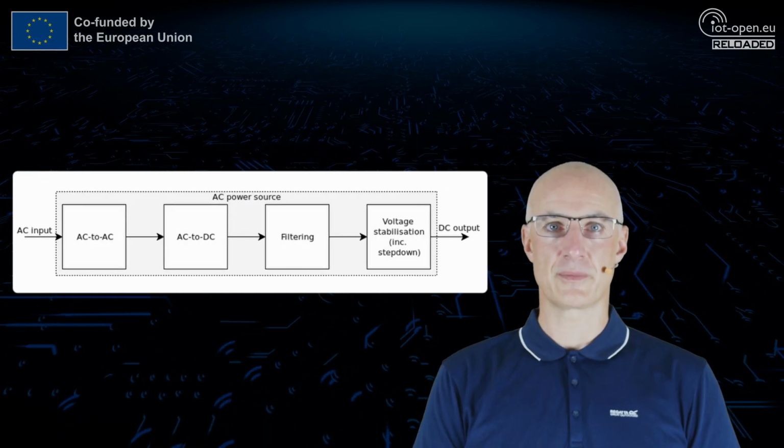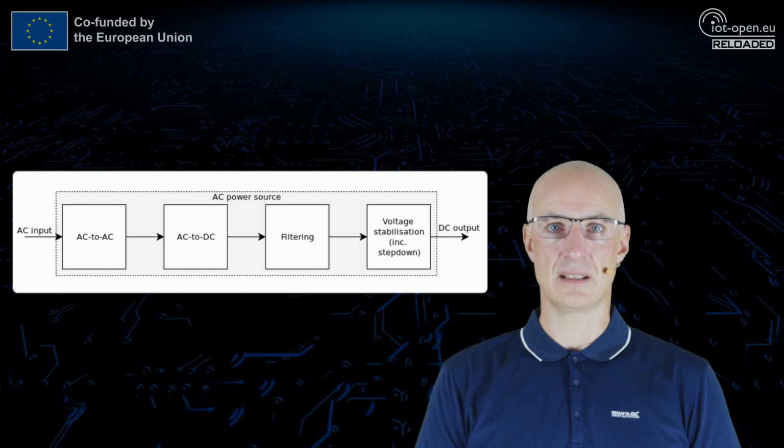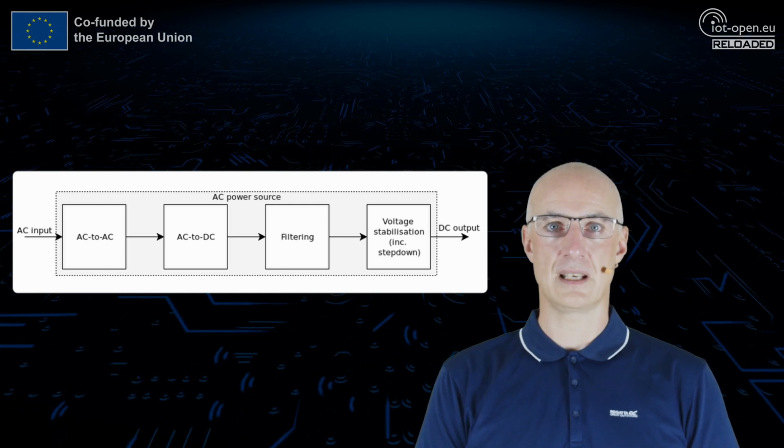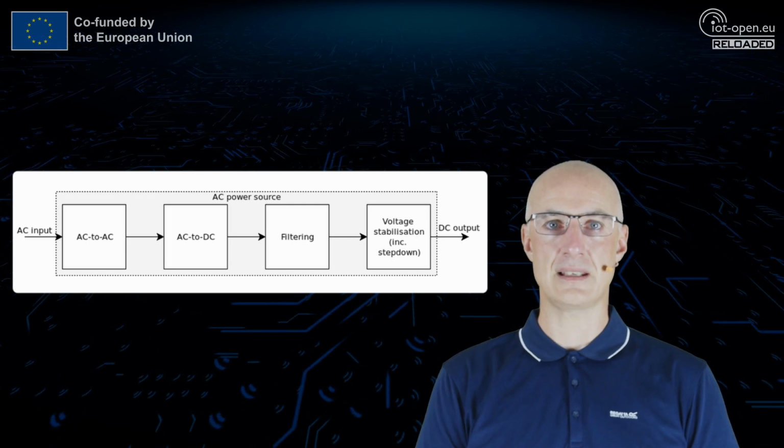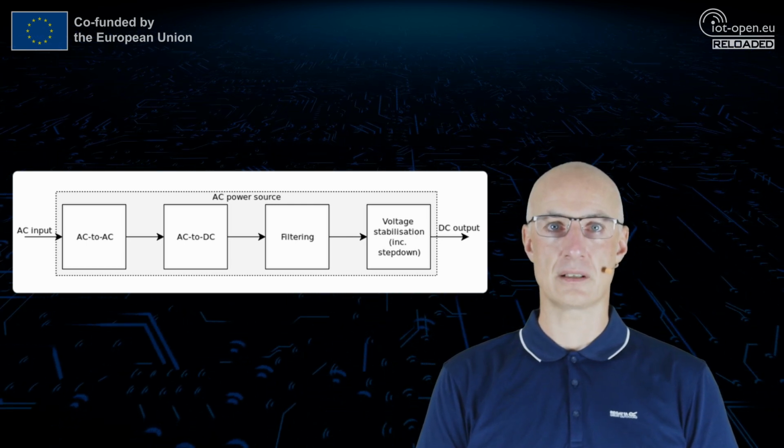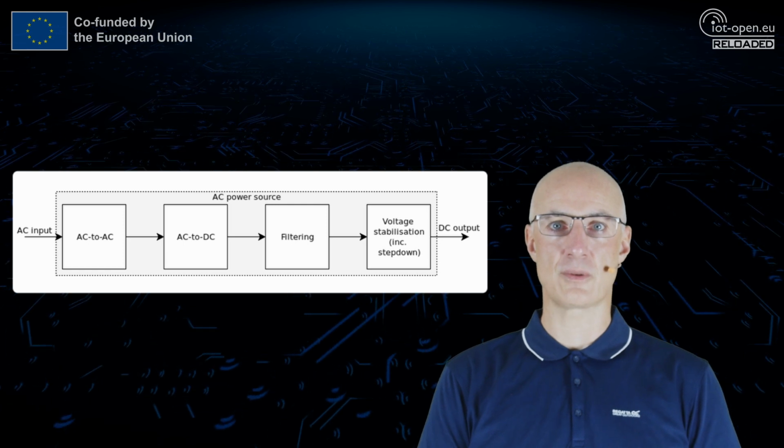Typical conversion from the grid to IoT is presented in the diagram. It includes AC to AC conversion to lower high voltage, AC to DC conversion, filtering, and voltage stabilization, which is usually a step down.